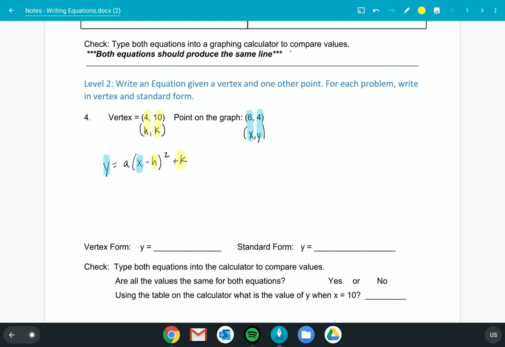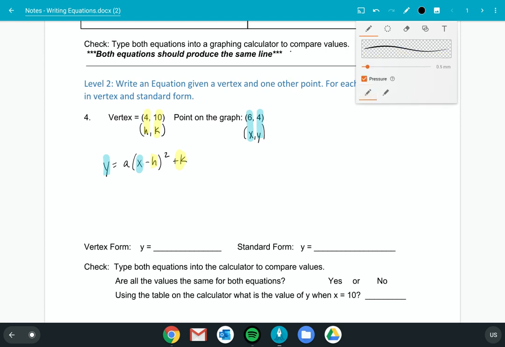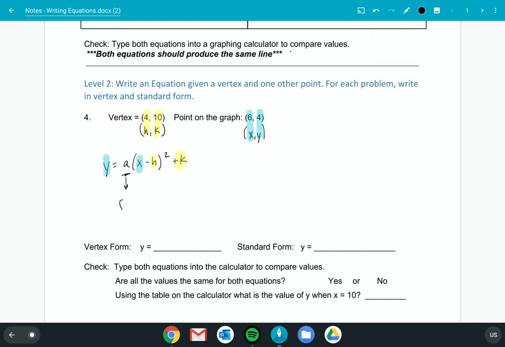What do I not have? My a value. So in order to write my vertex form, what we're going to have to do first, and really only, is find this a. How I'm going to do that is I'm going to substitute all 4 of these numbers into the vertex form, and I'm just going to solve for a. We're going to be substituting h, k, x, and y into vertex form to find my a value.